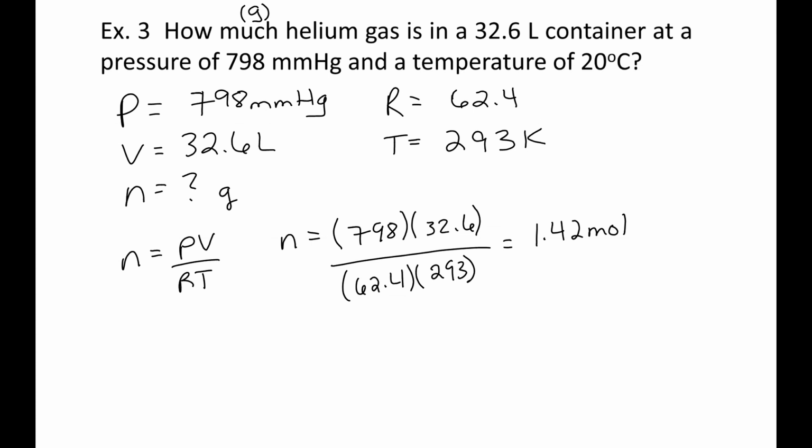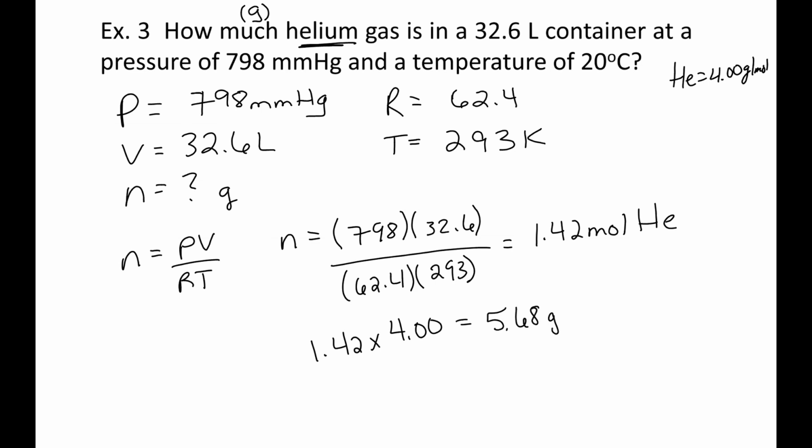Now the gas is helium. So we're going to take 1.42 times the molar mass of helium. He is 4.00 grams per mole. When you do this, you get 5.68 grams of helium.